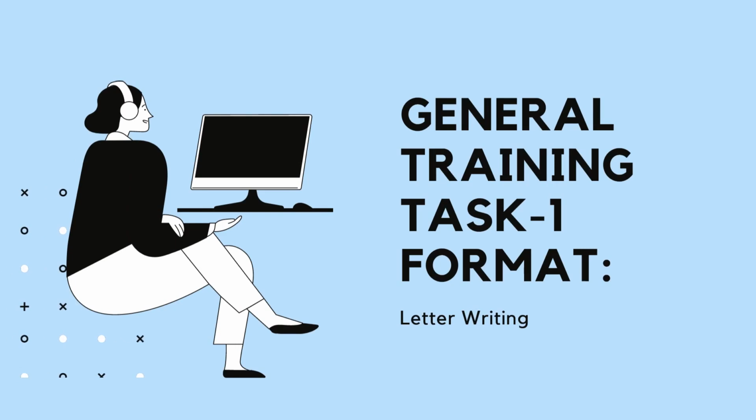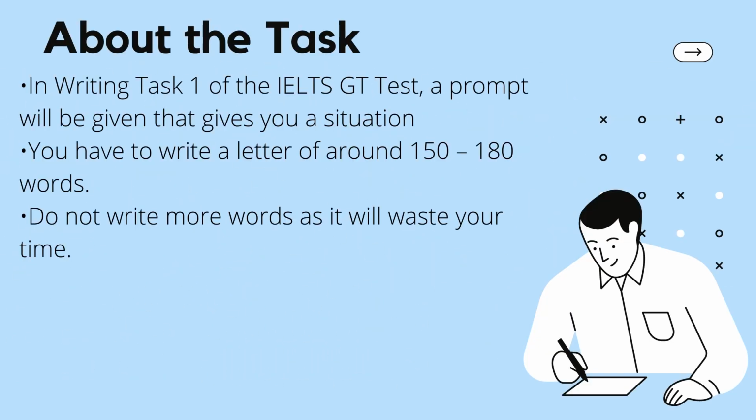We will learn some important things about the task. In Writing Task 1 of the IELTS General Training Test, a question prompt will be given that gives you a situation, and for this situation, you will have to write a letter of around 150 to 180 words. Remember that you should not write more words as it will waste your time, and writing more words does not guarantee that you will get more bands.